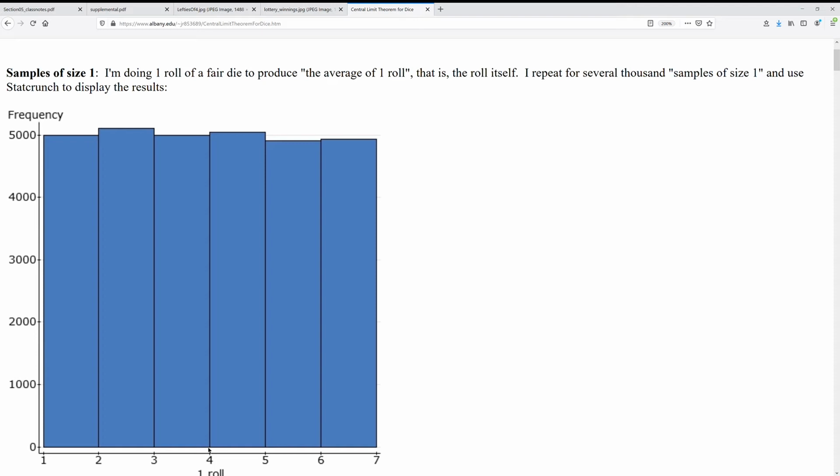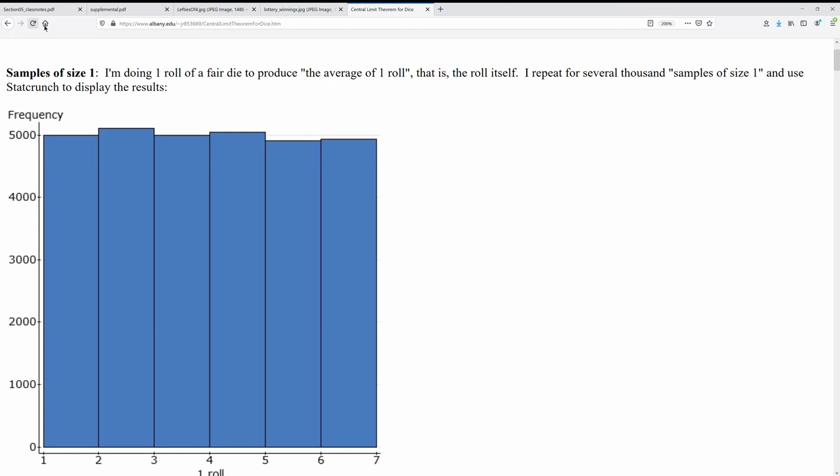How much more or less than 3.5 is your average, let's say, typical roll of the die? Well, 3 and 4 are a half away, right? These two, 2 and 5, are 1.5 away. And these two, 1 and 6, are 2.5 away. So given that the center is 3.5, the closest bars are 0.5 away. The furthest bars are 2.5 away.